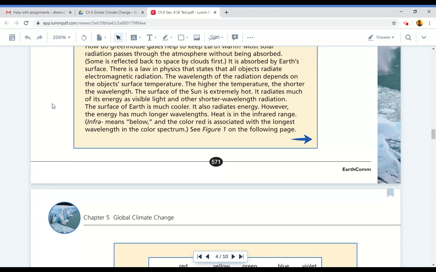The surface of the sun is extremely hot. It radiates much of its energy as visible light and other shorter wavelength radiation. The surface of Earth is much cooler. It also radiates energy. However, the energy has much longer wavelengths. Heat is in the infrared range, infra meaning below, and the color red is associated with the longest wavelength in the color spectrum.